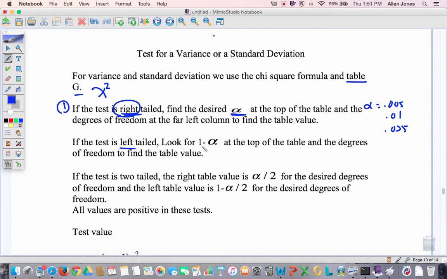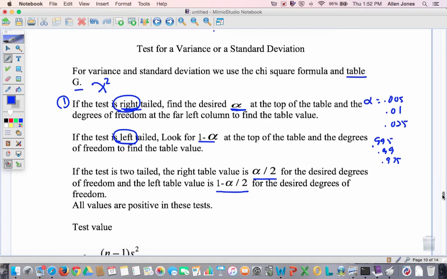If our test is left-tailed, we use 1 minus alpha. So again, 1 minus this gives us 0.995 or 0.99, 0.975. Those types of numbers are on the left-hand side of the table. It's a left-tailed test, so we'll look up on that side. If it's two-tailed, we're going to use two columns, alpha divided by 2 and 1 minus alpha divided by 2.